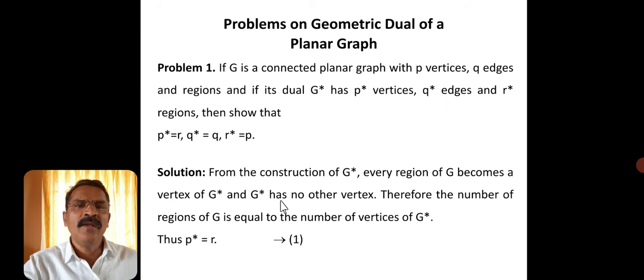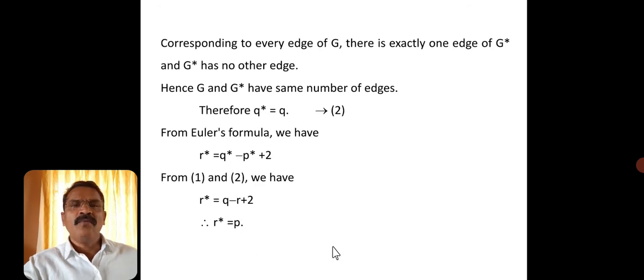Therefore, from the construction of G star, every region of G becomes a vertex of G star and G star has no other vertex. Therefore, the number of regions of G is equal to the number of vertices of G star. Thus P star is equal to R. Say this is the first equation. Now we will think of the other idea.